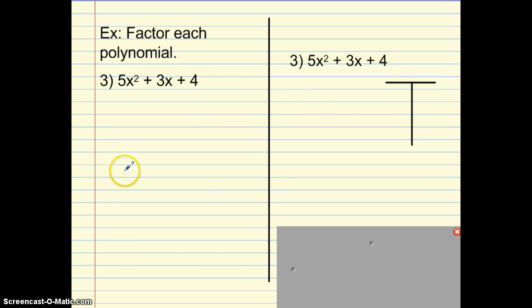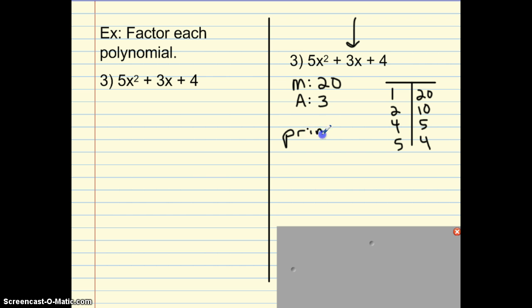All right, in our next example, we want something that multiplies to 20 and adds to 3, which we've got 1 and 20, 2 and 10, 4 and 5. None of these are getting me that 3, so this is prime. We cannot factor it anymore.